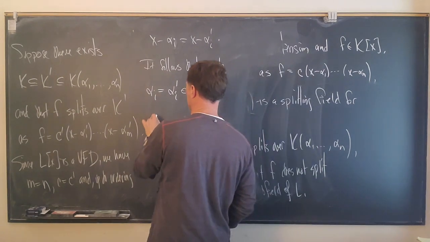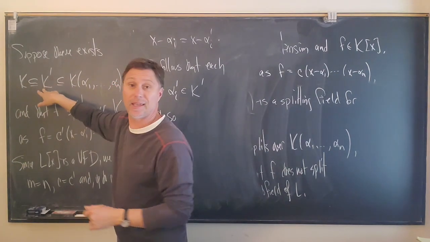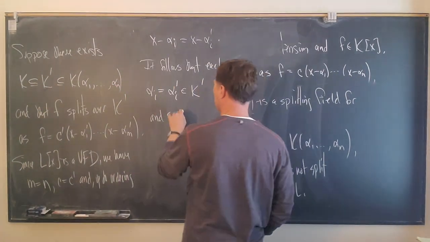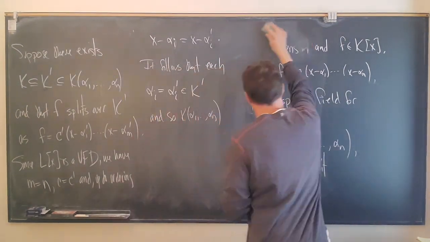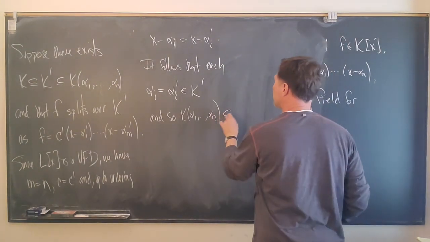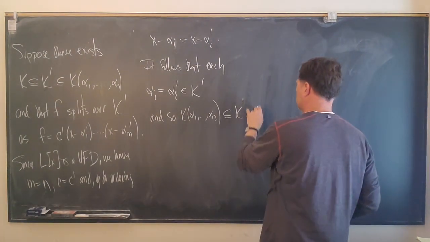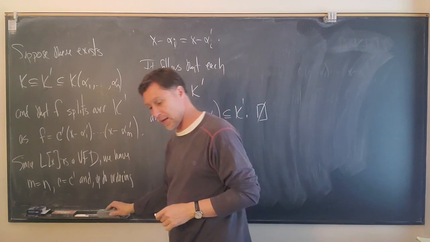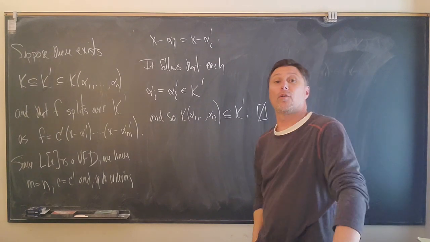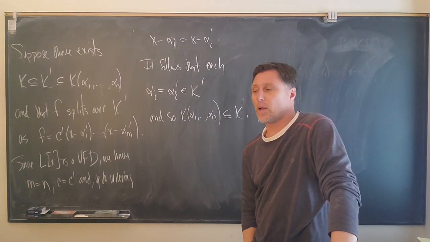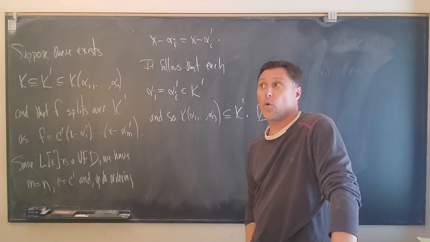And so what does that tell us then? Well, all these alphas here live in here, which means that we can get containment in the opposite direction. So we can say, and so K adjoin alpha 1 up through alpha n is contained in K prime. All right, so that tells us then that we've got a smallest subfield, or that K adjoin alpha 1 through alpha n is a smallest subfield over which F splits, which means that it is a splitting field for F over K.